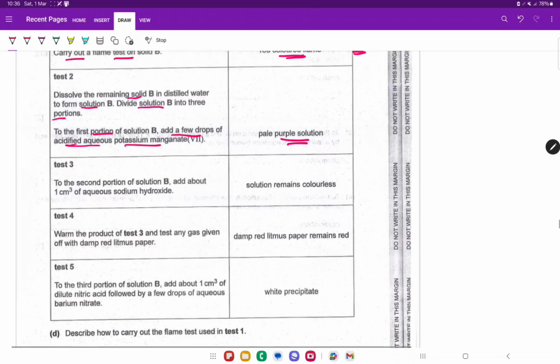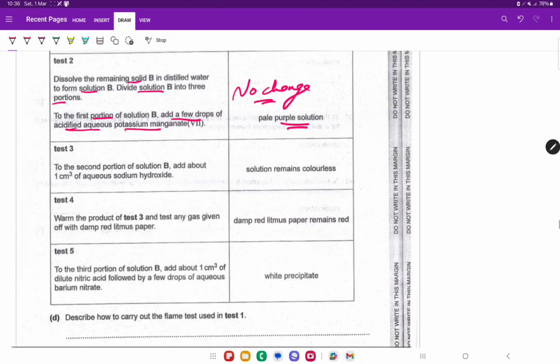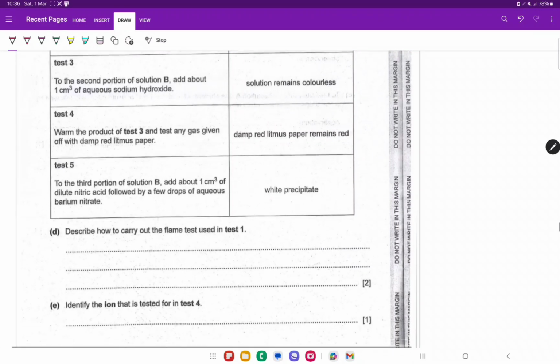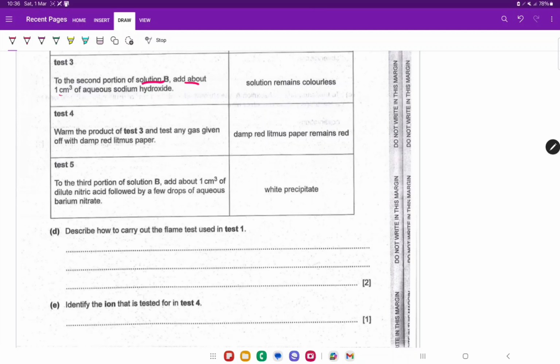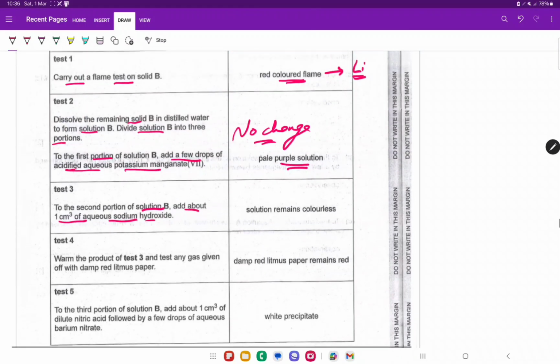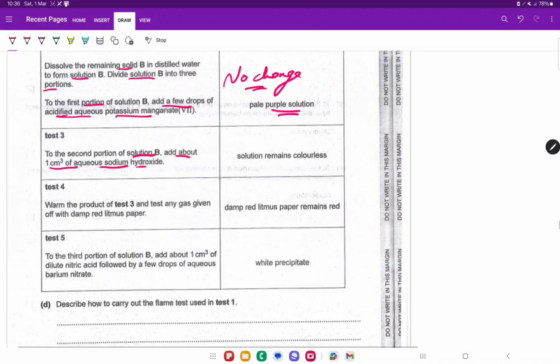That means there is no reaction, no change. By this we can observe there is no change or no reaction. Now to the second portion of solution B, add about 1 centimeter cube of aqueous sodium hydroxide. Aqueous sodium hydroxide we are adding to the second portion. Then it also remains colorless. It means no change again.